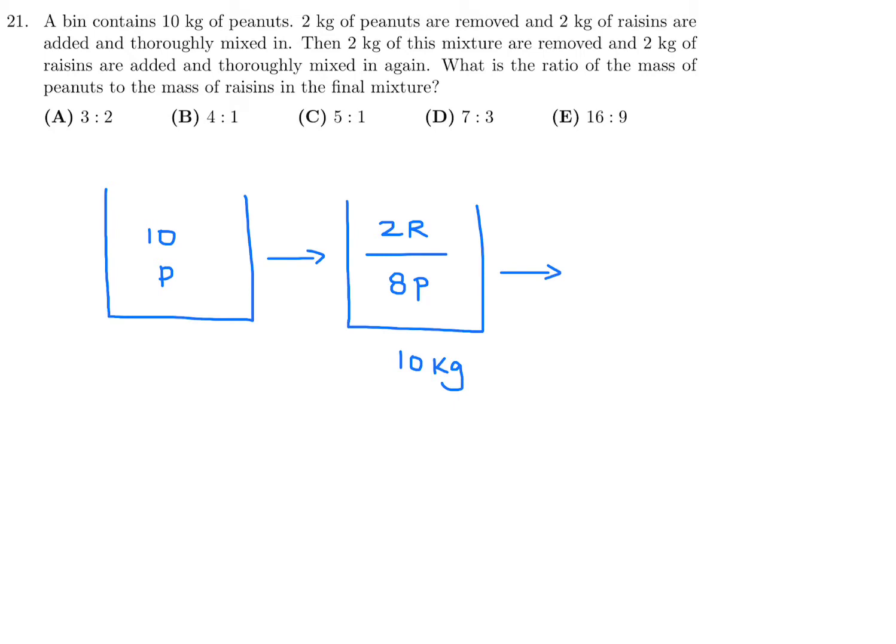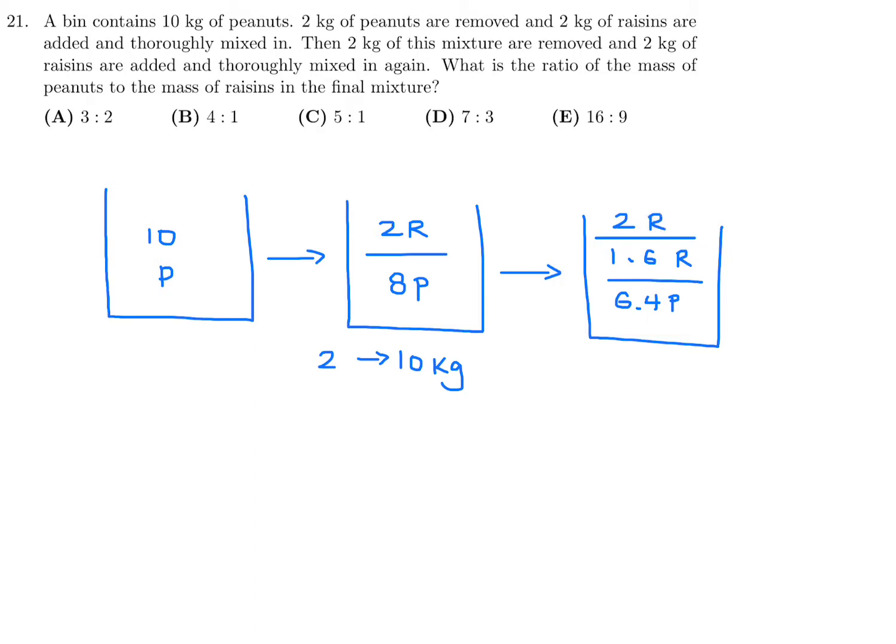And at this point, they're removing 2 kg of this mixture. So they're removing 2 kg of that 10 kg. So they're removing 1/5 basically. So even though they're all mixed in, we can still look at it from the perspective of raisins and peanuts. So if you're removing 1/5 of the raisins, you will be left with 1.6 kg of raisins. And if you're removing 1/5 of the peanuts, you'll be left with 6.4 kg of peanuts. And then to this mixture, again, they're adding 2 kg of raisins.